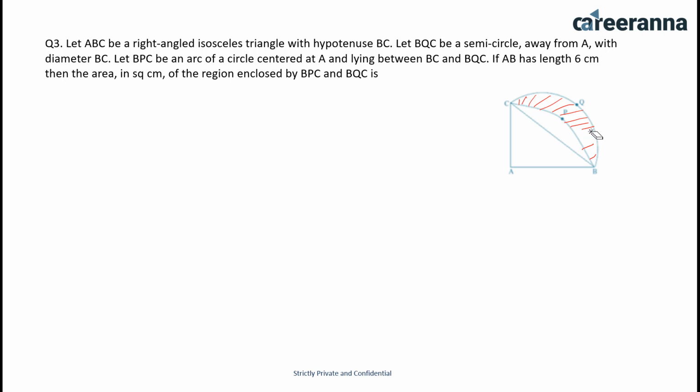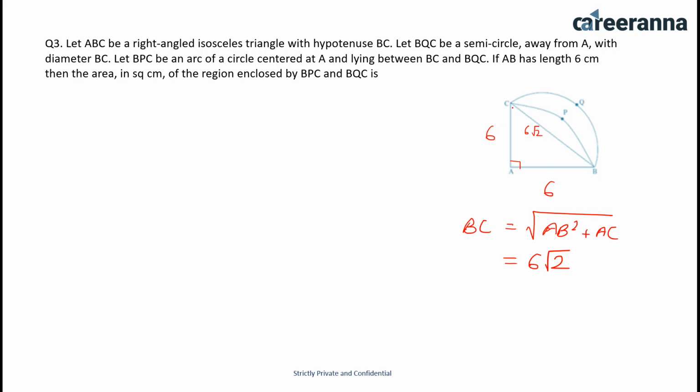So for this question, it is given that AB is equal to 6 and that it is an isosceles triangle. So AC will also become 6. Now the hypotenuse BC will become 6 root 2. Why? Because BC is equal to the root of AB square plus AC square. So this will become 6 root 2. I need to find this area.